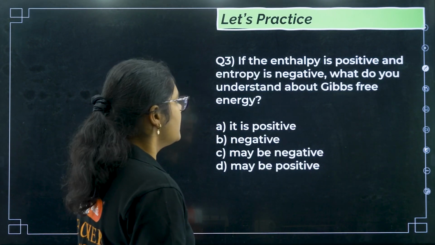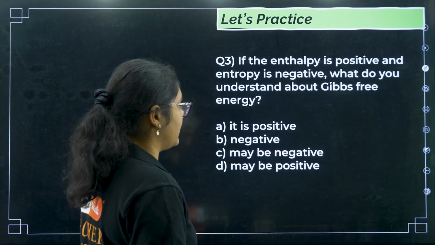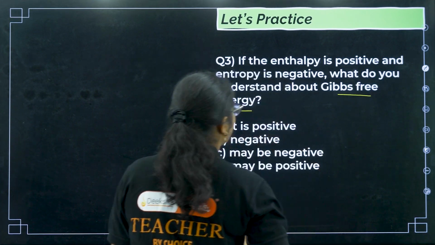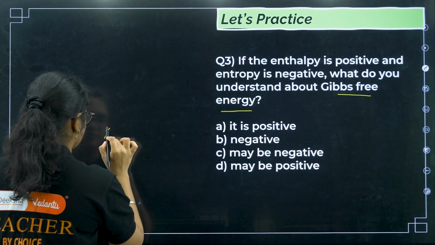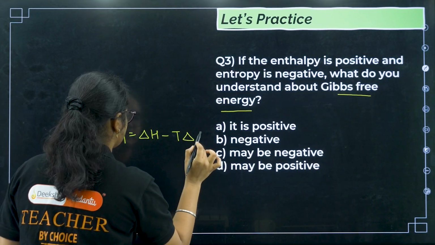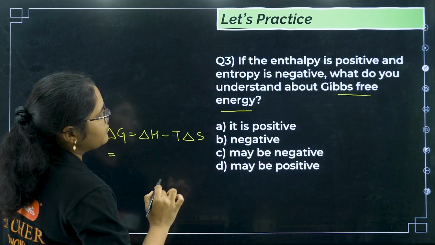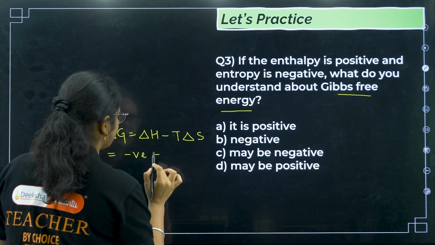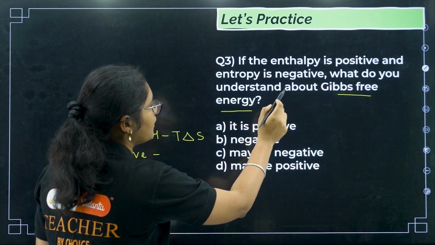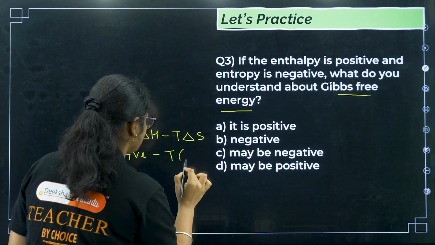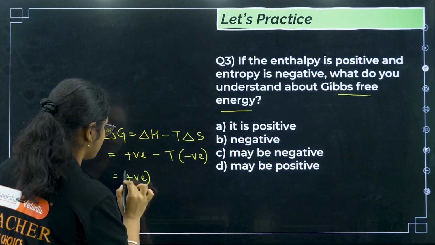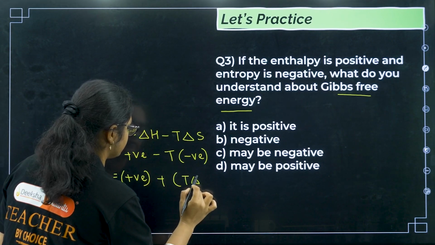Next, question number 3. If the enthalpy is positive and entropy is negative, what would you understand about the Gibbs free energy? Enthalpy is positive and entropy is negative. You have delta G is equal to delta H minus T delta S. Enthalpy is positive, and entropy is negative, so minus T delta S is positive. If I multiply this, I'll get plus T delta S.